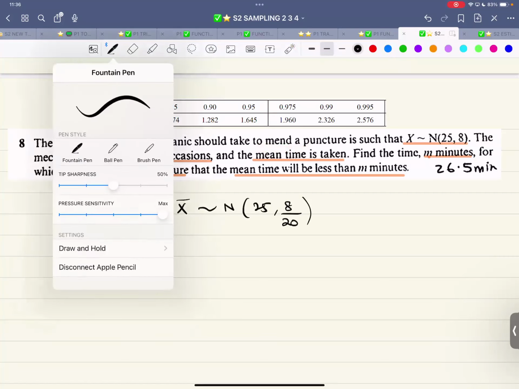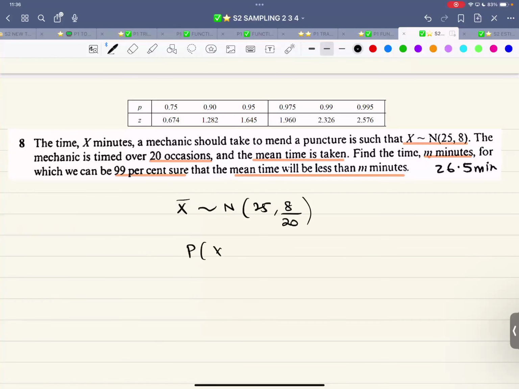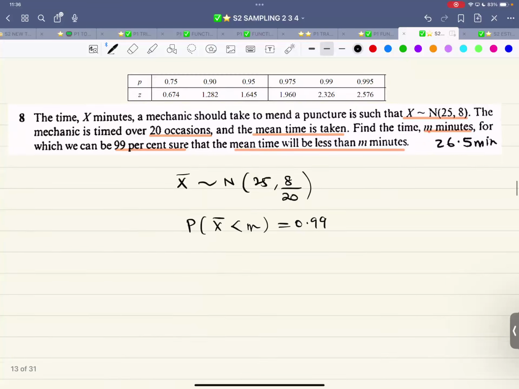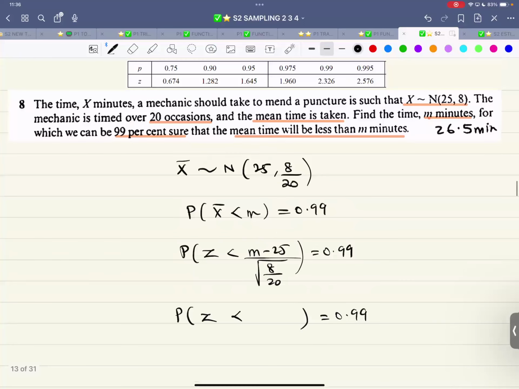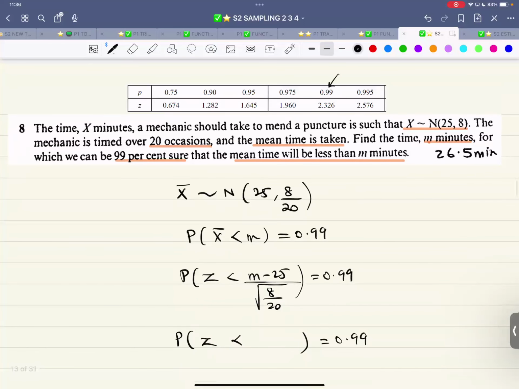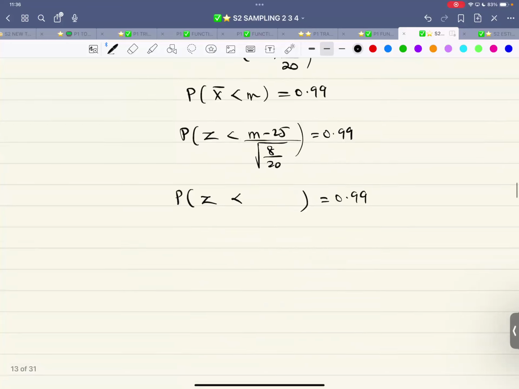Now it says probability x bar lesser than m is 0.99. Probability z is lesser than m minus 25 over square root of 8 over 20 is 0.99. Probability z lesser than some value is 0.99. What is this value corresponding to 0.99? That is 2.326.